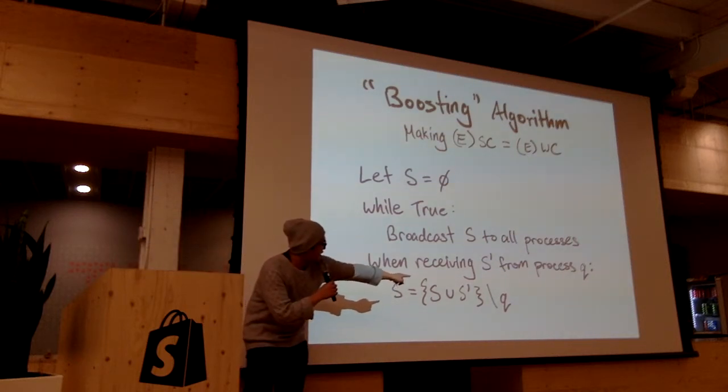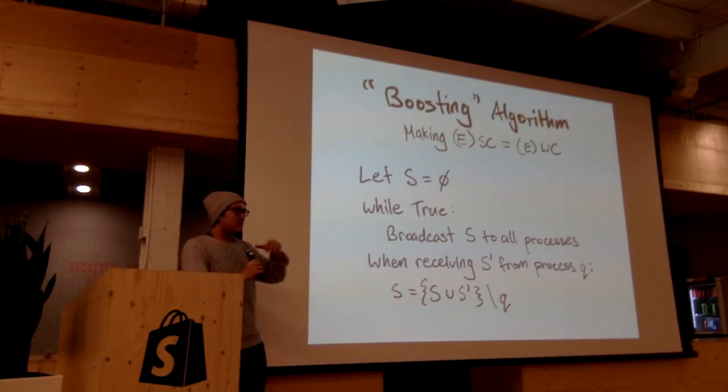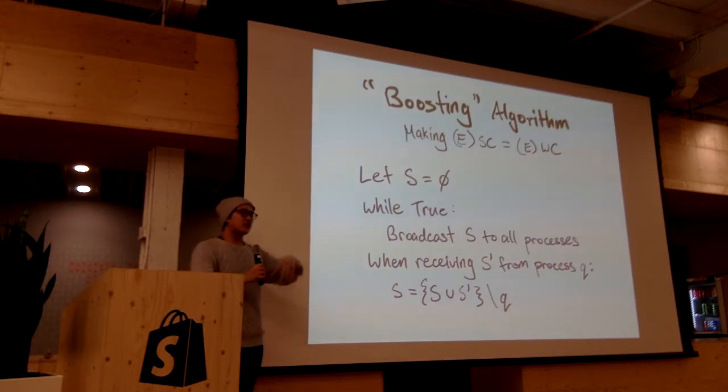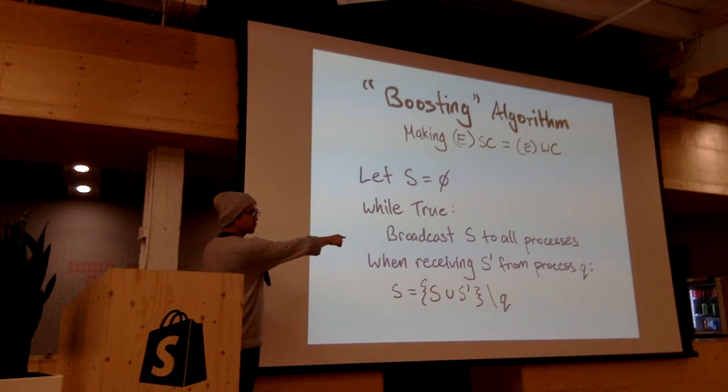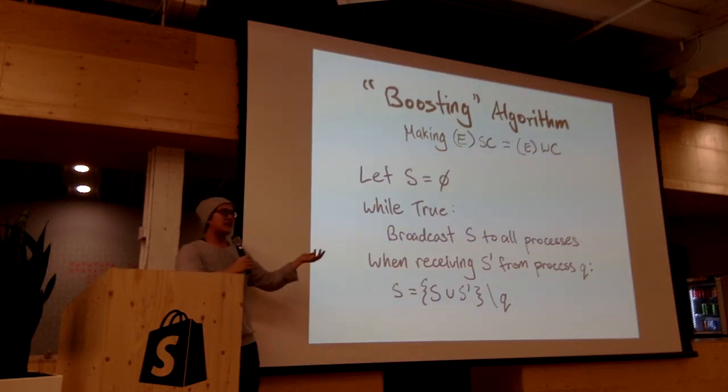Basically, the part about removing the Q process allows it's always going to suspect Q has failed until Q decides to respond. So Q might be just super slow, it'll eventually respond, giving its own S prime and removing itself. So that results in a final S that doesn't contain Q, because Q has announced, I'm alive. Don't put me in your suspected list.